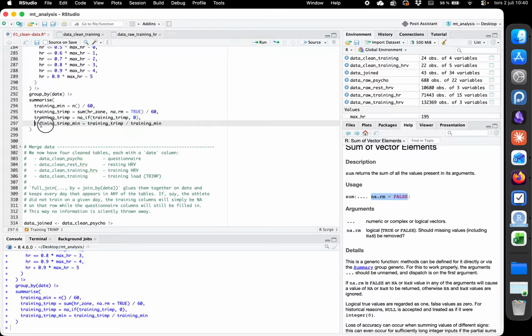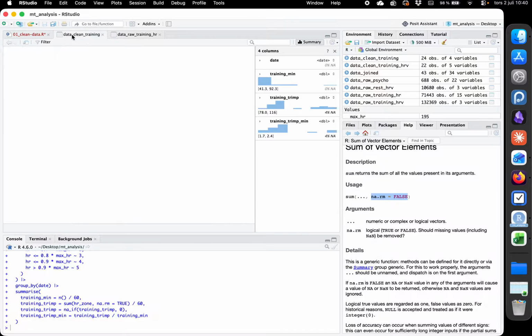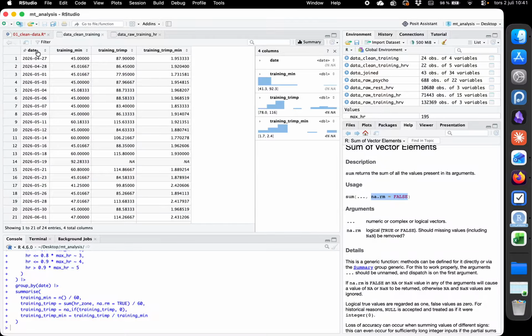And then the last thing we added from last time is we calculate the training trim generated per minute of training time. Because now, when we look at the data, this is training duration, right? And this is training intensity. So duration times intensity is the volume. So now we have a measure of training duration, training intensity, and training volume.